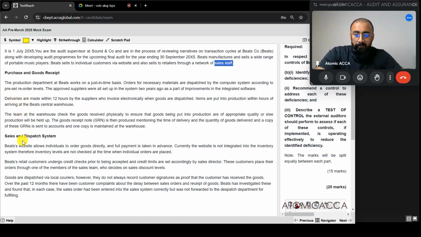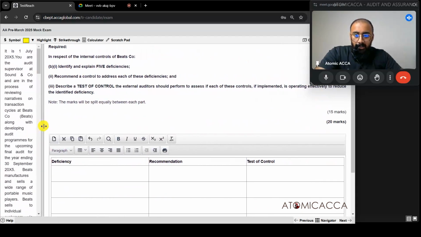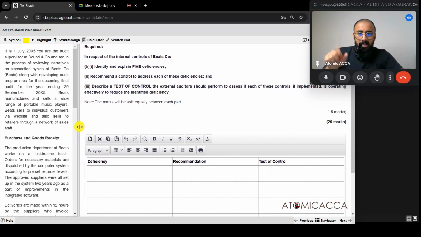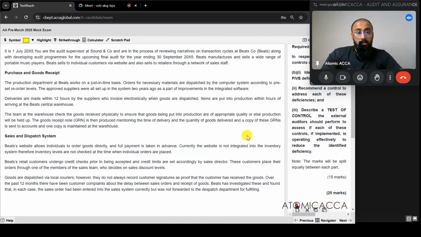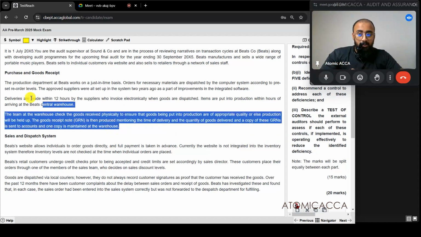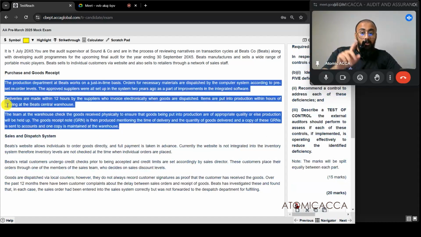Now we have two titles given: purchase and goods received, sales and dispatch system. They didn't specifically mention to find out deficiencies from any of those headings, so what you have to do is find it from both. Okay, so altogether 5 should be there. Even if you have 5 issues within this paragraph alone, don't find all the 5 from one heading, rather you have to split it across both. Now there's no exact amount of stating that it should be 3 and 2 or 2 and 3 and all, but try to find it from both areas. This is what we have to do.